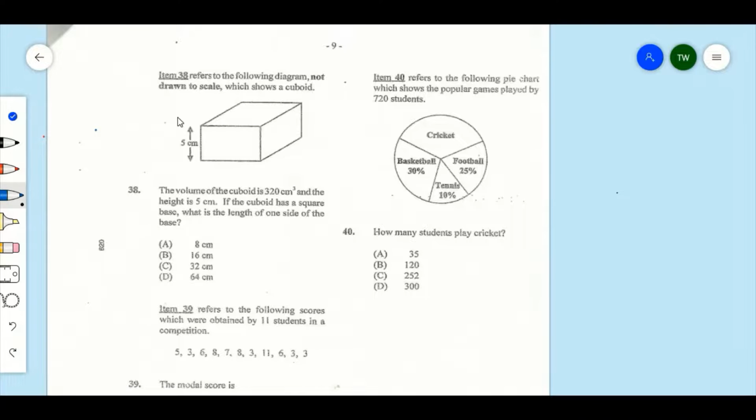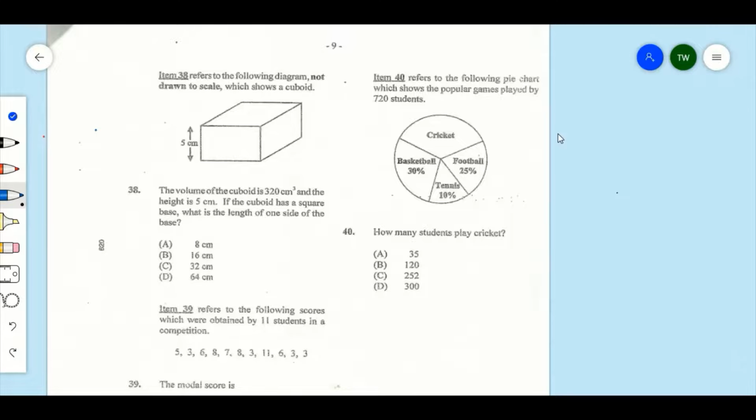Item 38 refers to the following diagram, not drawn to scale, which shows a cuboid. The volume of a cuboid is 320 cubic centimeters and the height is 5 centimeters. If the cuboid has a squared base, what is the length of one side of the base?